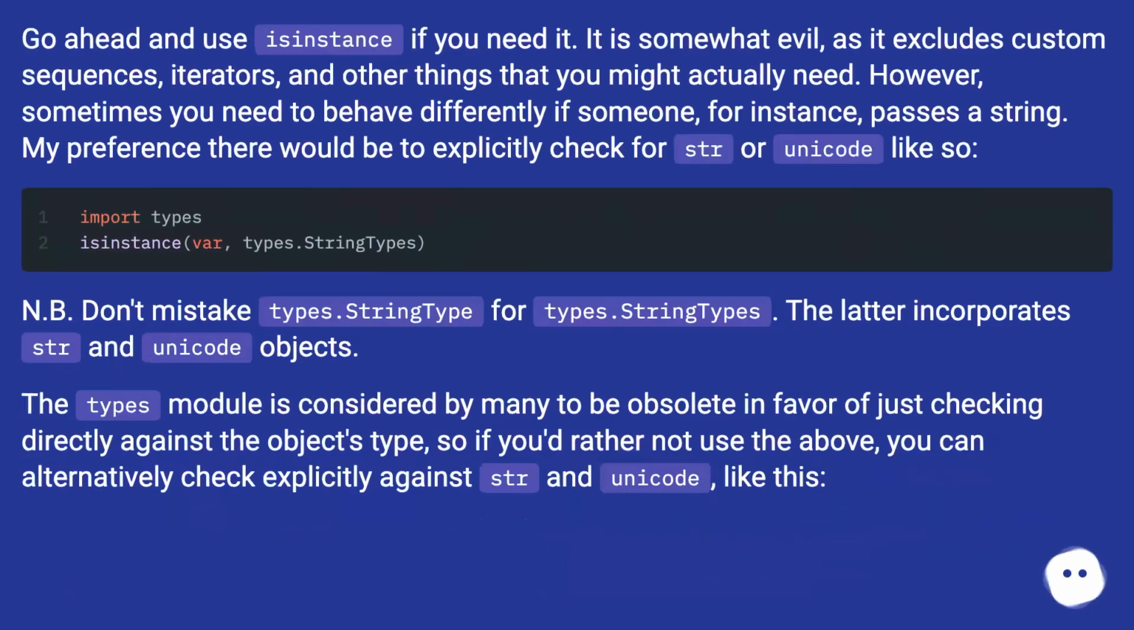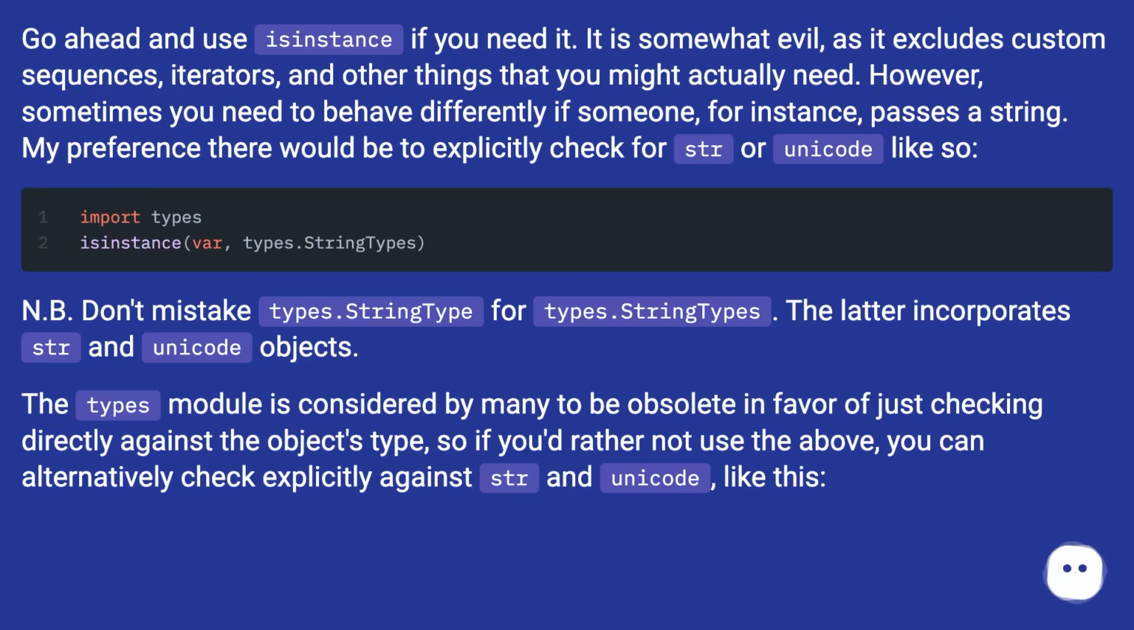Go ahead and use isinstance if you need it. It is somewhat evil, as it excludes custom sequences, iterators, and other things that you might actually need. However, sometimes you need to behave differently if someone, for instance, passes a string. My preference there would be to explicitly check for str or unicode like so.